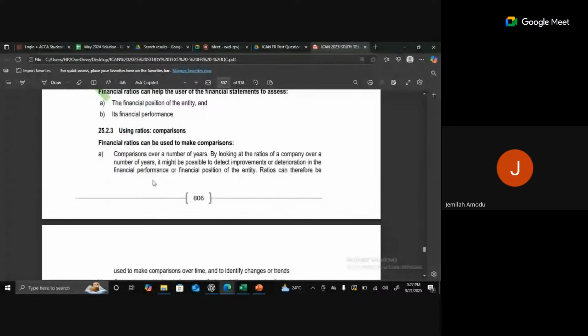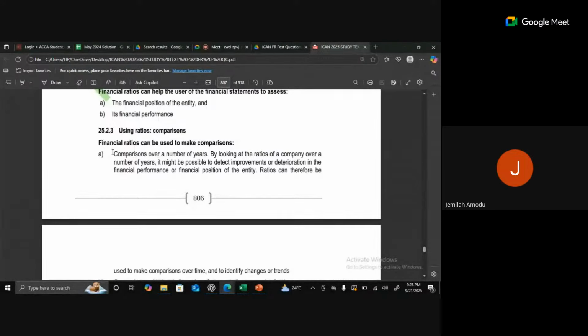So the next thing is using financial ratio for comparison. Now, one basic or major use of financial ratio is actually to help people to understand the performance of a business in comparison with other businesses, right? So when it comes to financial ratio, there are different ways that you can use it to make that comparison, to see the performance of your business in comparison with other businesses.